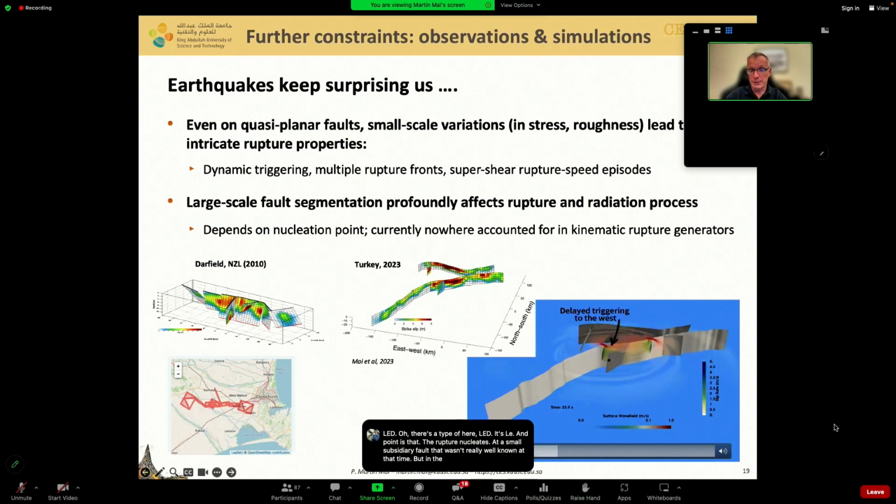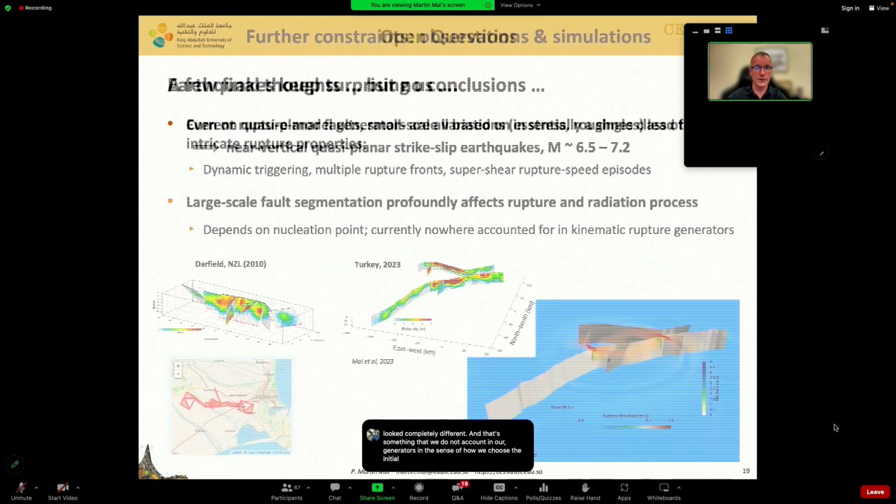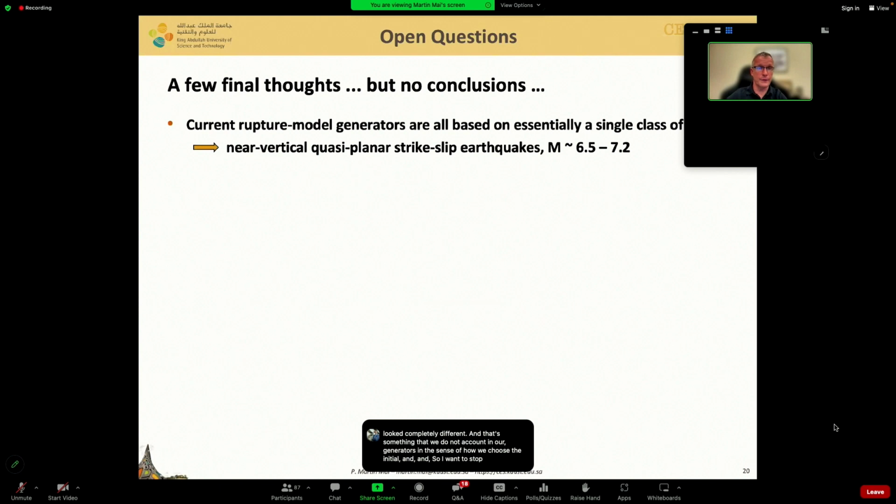But in the regional stress field, the rupture was able to actually branch onto the main East Anatolian fault with some delays, and then, propagating to the northeast and southwest at different speeds with different properties, had an episode of supershear in this direction, and then eventually peters out. Now, if that rupture had nucleated at a different point, the earthquake would have looked completely different. And that's something that we do not account for in our kinematic rupture generators, in the sense of how we choose the initial nucleation point. So I want to stop here with a few final thoughts.